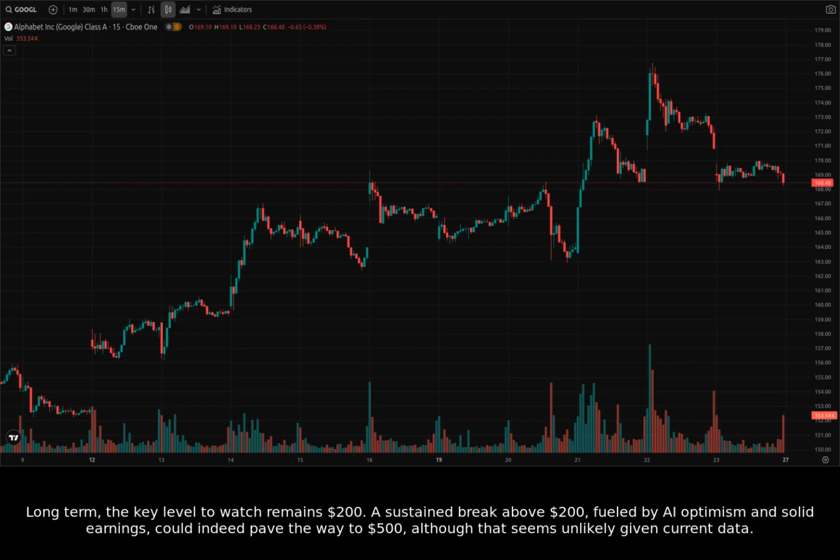Long term, the key level to watch remains $200. A sustained break above $200, fueled by AI optimism and solid earnings, could indeed pave the way to $500, although that seems unlikely given current data.